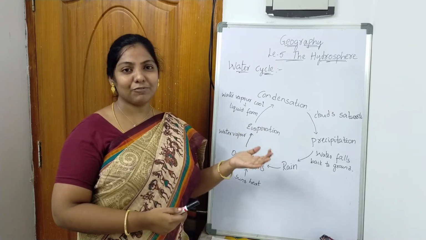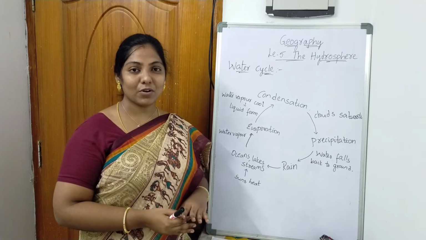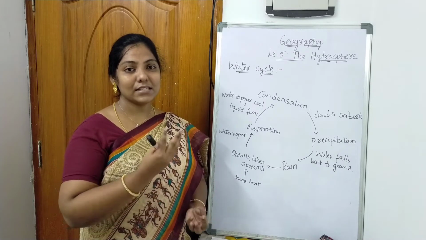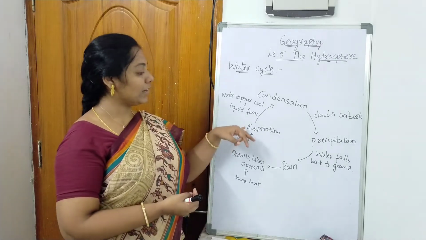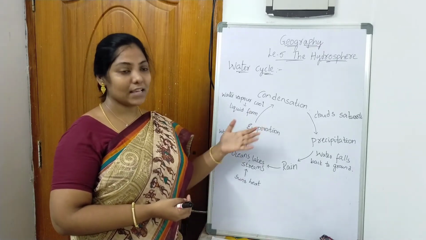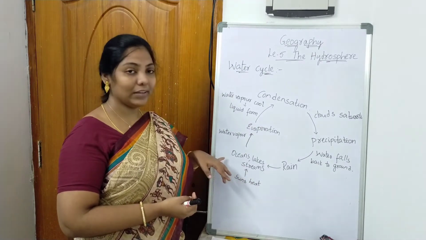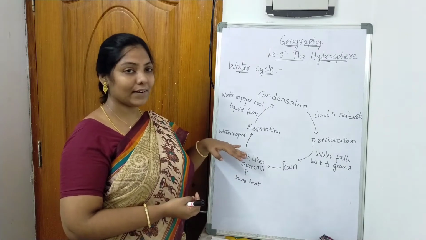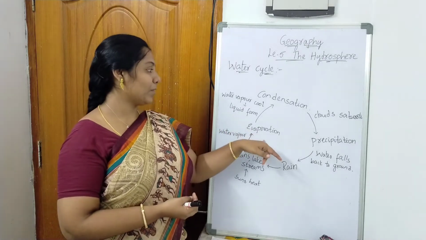Even we all know that if we take a vessel and put some water in that and heat it, what will happen? We can see some water vapor will be rising up. So that process is called as evaporation. In the same way, when the sun's heat is falling on oceans, lakes and all, some amount of water will rise up in the form of water vapor. That process is called as evaporation.